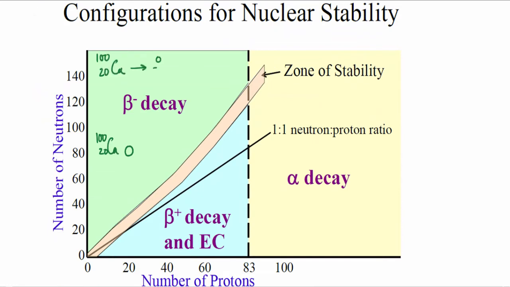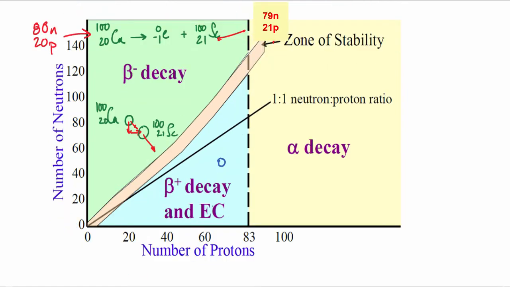So in this top quadrant, we see beta decay. So here we have calcium 100 decaying away from calcium 100 down to scandium 100. You see the calcium losing a neutron, gaining a proton, and going down to scandium, and eventually reaching that stable zone.